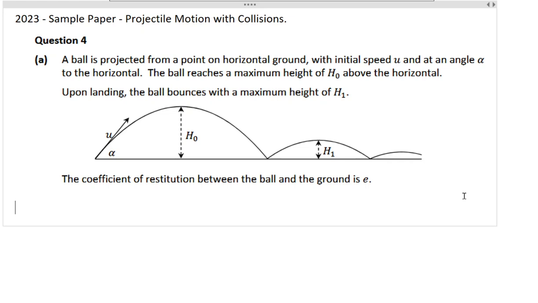A ball is projected from a point on horizontal ground, initial speed u at an angle alpha to the horizontal. The ball reaches maximum height of h0 above the horizontal. Upon landing, the ball bounces with maximum height h1. The coefficient of restitution between the ball and the ground is e.